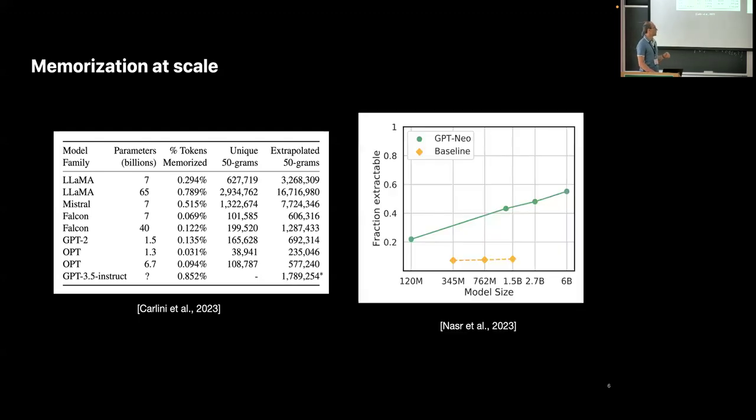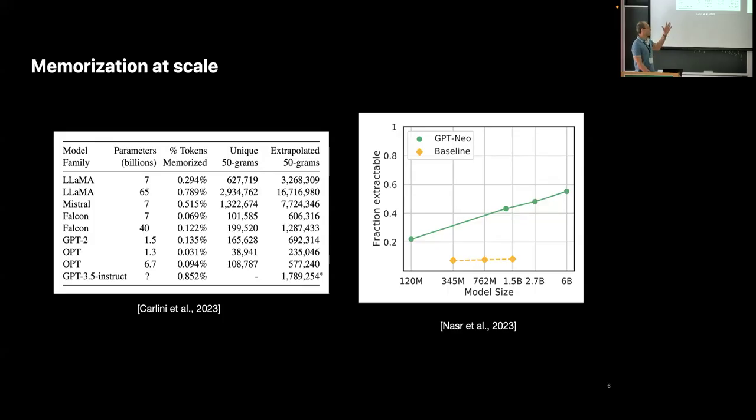They also showed on some specific architecture that as you increase the size of the model, the percentage of the data memorized increases. So the larger the model is, the more of its training data it memorizes, and it's typically in the range of 1%, which, given the scale of these data sets, is a massive amount of data that is being memorized.